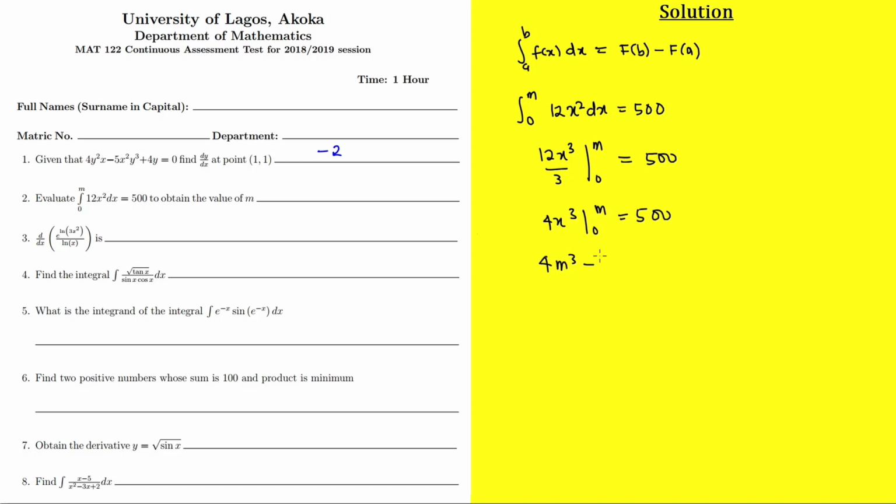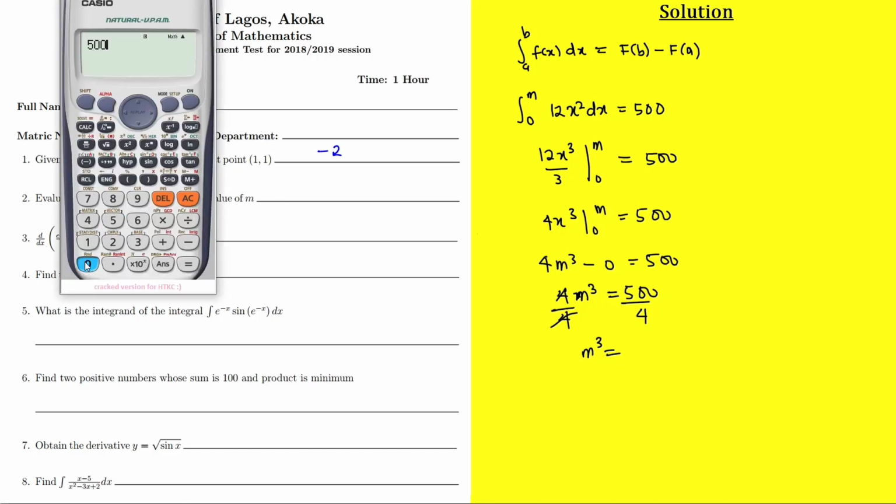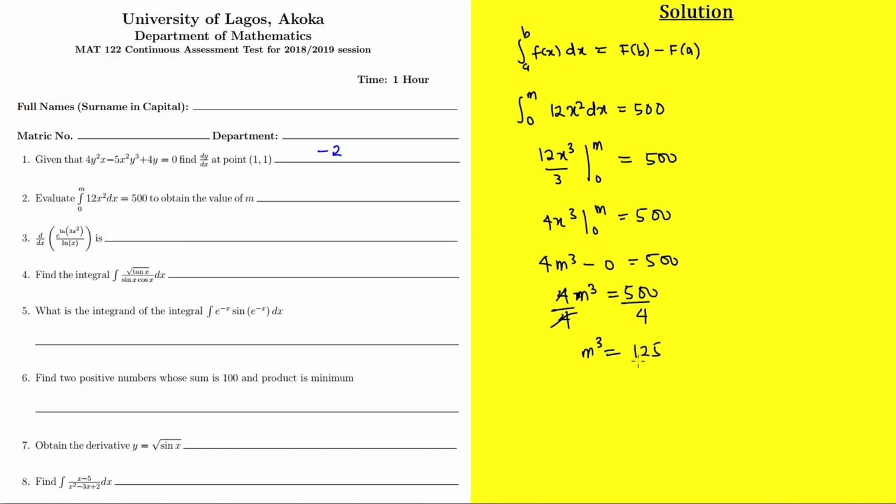Okay, now if you substitute the lower limit, this will give you 0 to be equals to 500. So that means we have 4m raised to power 3 to be equals to 500. So if you divide both sides by 4, that means my m cube is going to be 500 divided by 4, which gives us 125. And what's the cube root of 125? The cube root of 125 is just 5. So the correct answer to this question is 5.